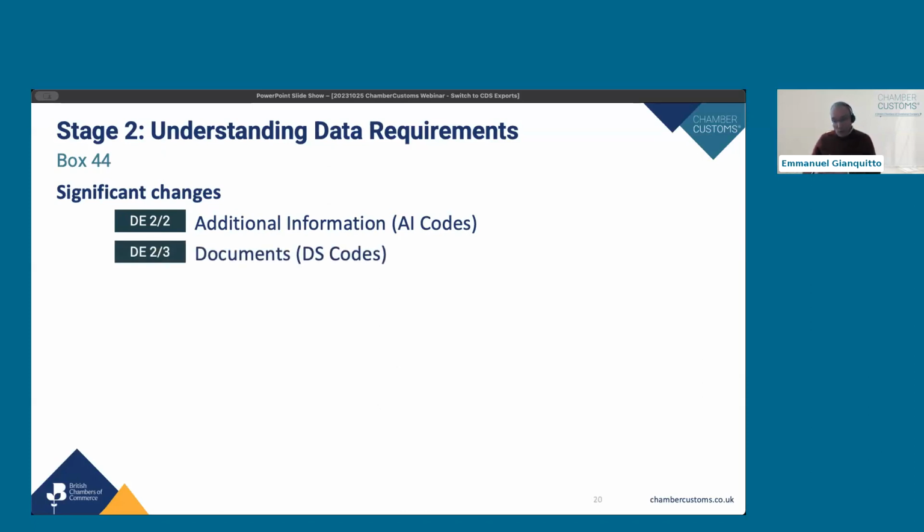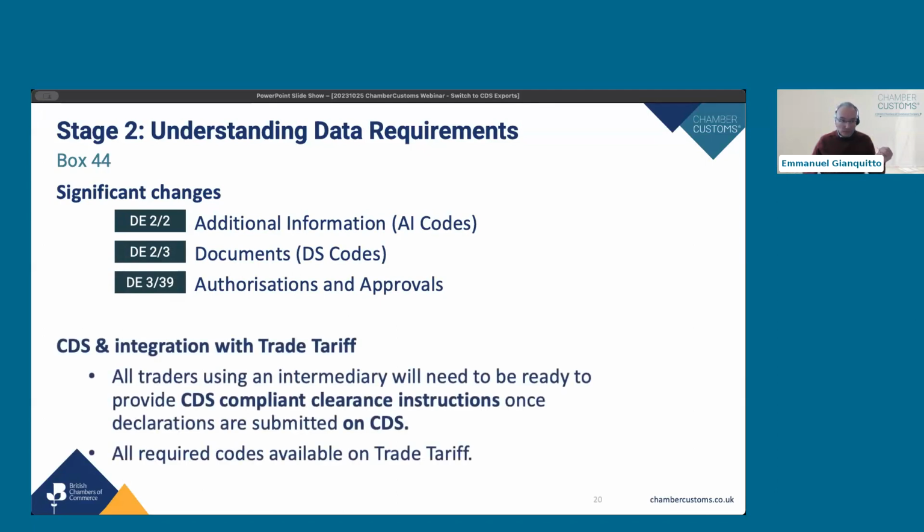All the document codes, what used to be the DS codes, so your valuation document, your licenses, your permits would go in data element 2.3, and then all your authorization and approvals, for example, outward processing authorization, customs warehousing authorization, would go in data element 339. Now, that's fine in terms of filing the declaration. It's just the mapping has changed, but the information existed before, so you shouldn't be too surprised.